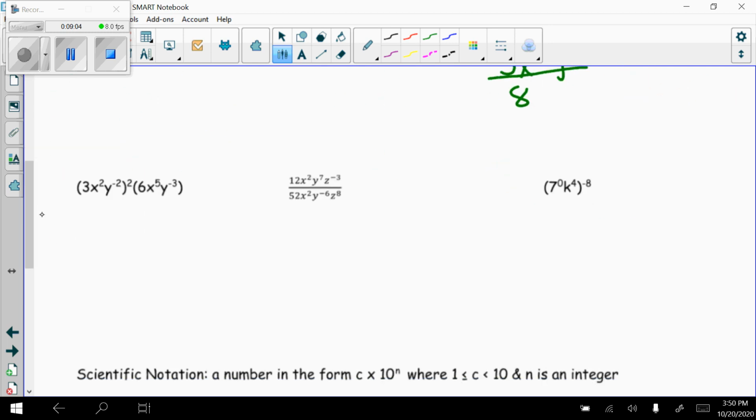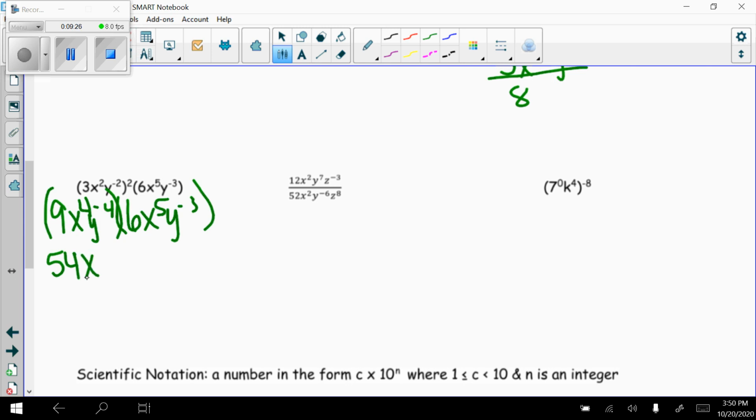3x squared, y to the negative 2, all of that quantity squared, times 6x to the 5th, y to the negative 3. So first I need to do everything squared here. So 3 squared gets me 9. 2 times 2 is x to the 4th, y to the negative 4th. All of that times 6x to the 5th, y to the negative 3. So 9 times 6 gets me 54.